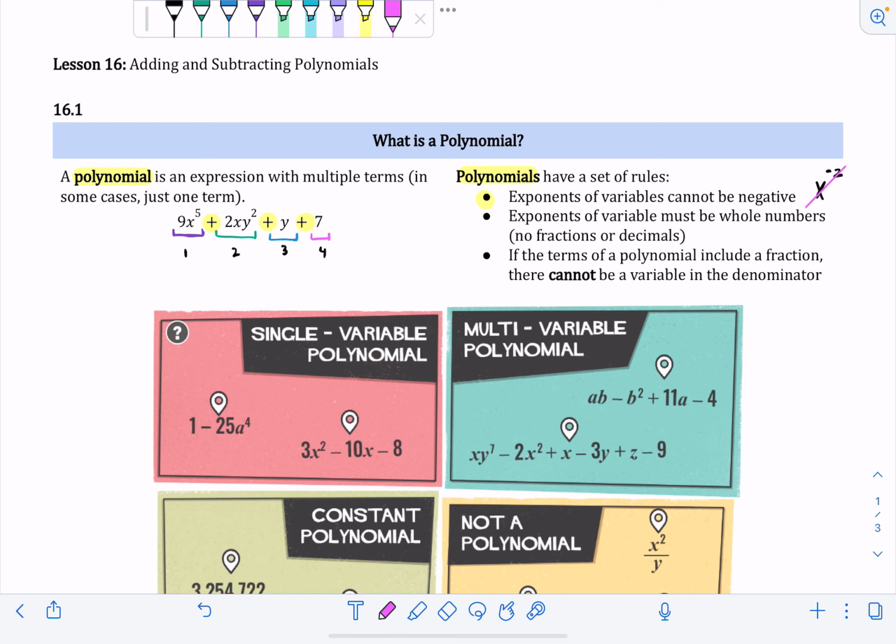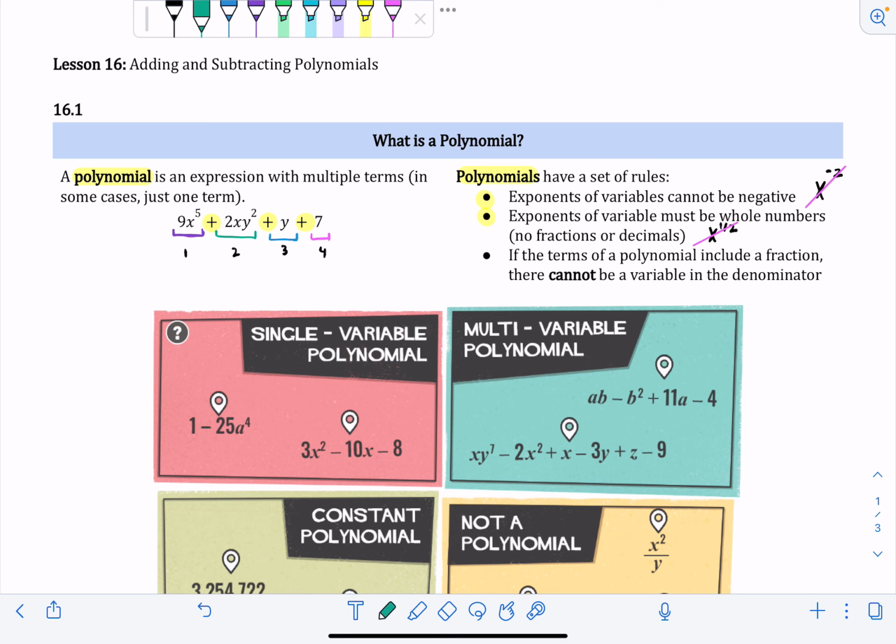So that's no good. Obviously negative exponents can exist. We've already gone through a whole unit on negative exponents, but they can't be in a polynomial. It breaks the rule. And then the second one, exponents of variables must be whole numbers, so no fractions or decimals as exponents. So if I have, say, x to the 1/2 power, that's no good because the exponent is 1/2. That's not a whole number, it's a fraction.